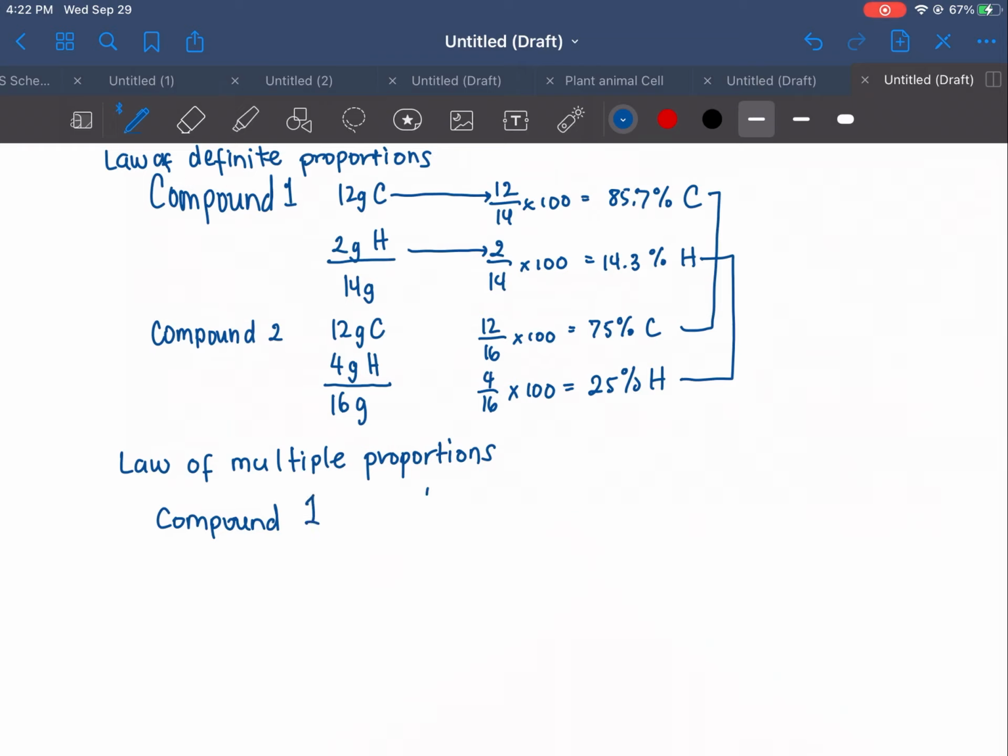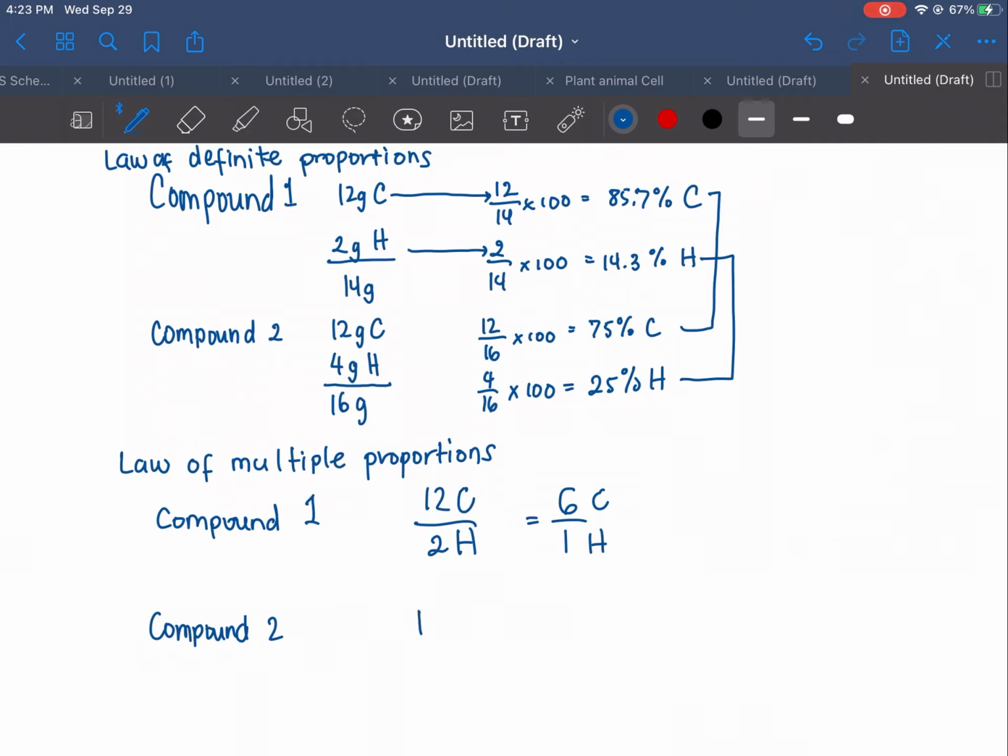For compound 1, I'm going to put 12 grams of carbon over 2 grams of hydrogen. By doing this, we find a ratio of 6 to 1. That means for every single hydrogen in compound 1, there are 6 carbons. So let's try compound 2. That's going to be 12 divided by 4. You can see the numbers are getting bigger.